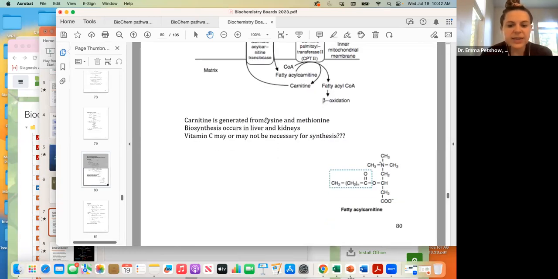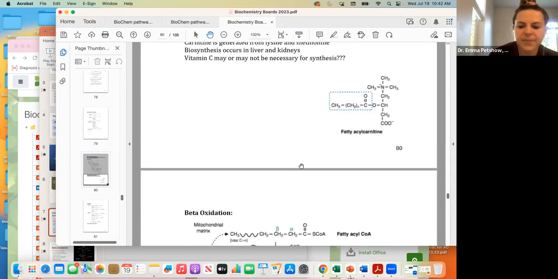How do we get carnitine? From lysine and methionine. So that is kind of important, that could be an amino acid component that you could be asked. And vitamin C, it's questionable if we need it for synthesis or not, so I wouldn't care about that. I would just focus on carnitine, lysine, methionine.